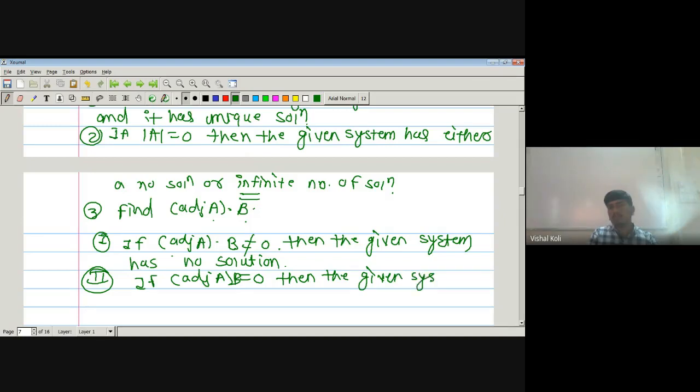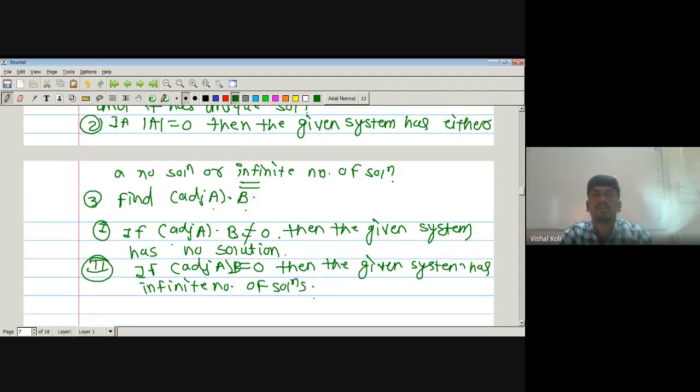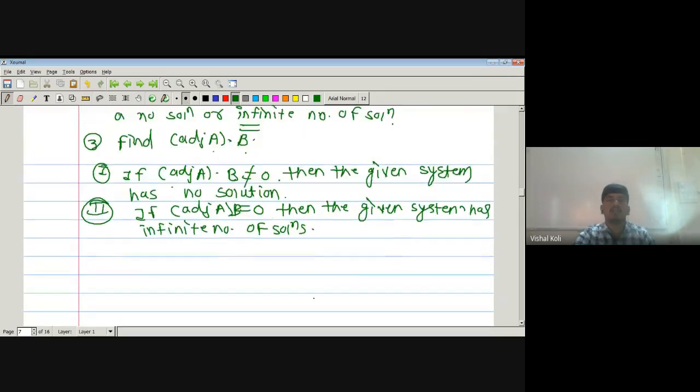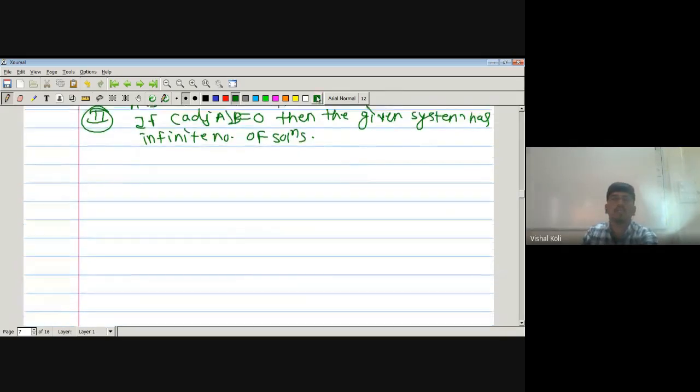has an infinite number of solutions. So in this way we can check whether the given system is consistent or inconsistent, and from that we can also check whether it has a unique solution, no solution, or an infinite number of solutions. This is for the non-homogeneous system of linear equations.